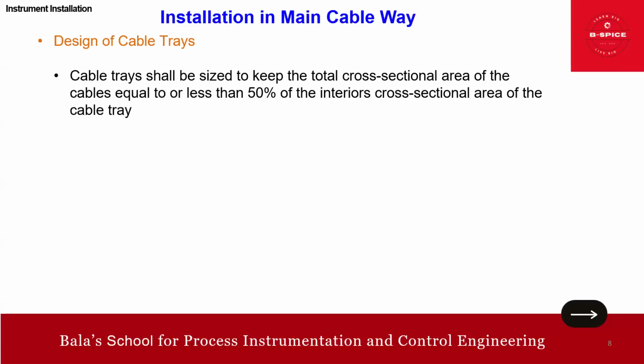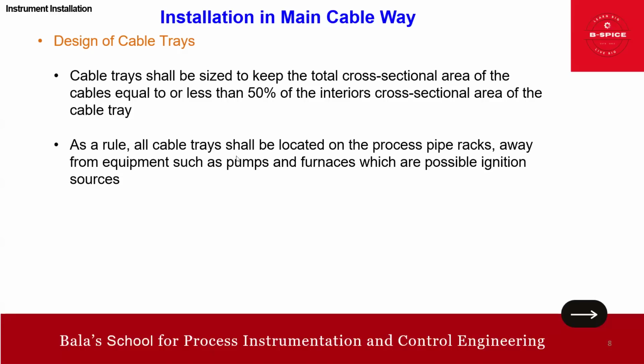So the remaining should be space, it will be spare, okay? So that should be the criteria. So you should size the cable tray in such a way. Of course, I'm going to cover the sizing of cable tray also in a separate session. Let's see later, okay? And as a rule, all cable trays shall be located on the process pipe rack.